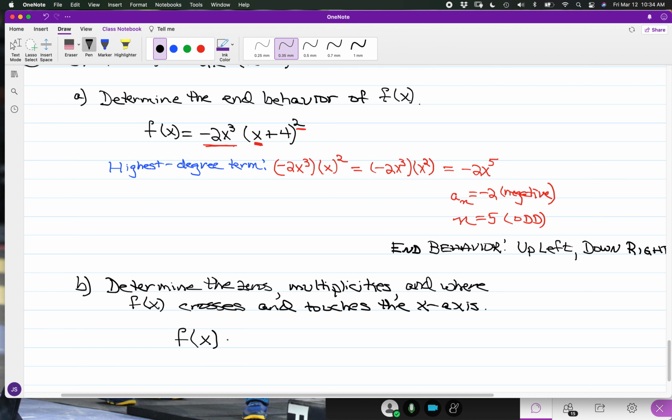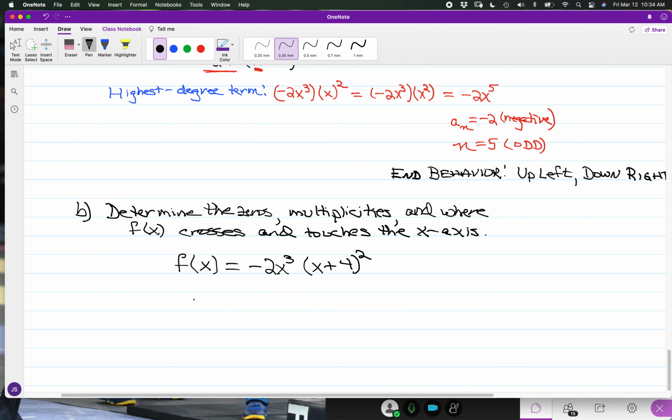So again, we have f of x equal to negative 2x cubed times the square of x plus 4. Okay, so you have the zeros and their multiplicity.